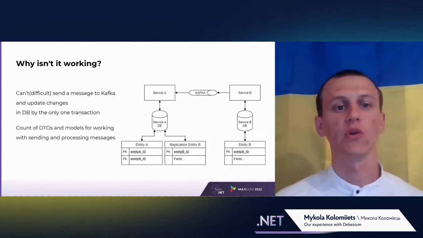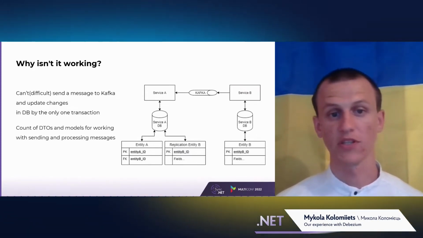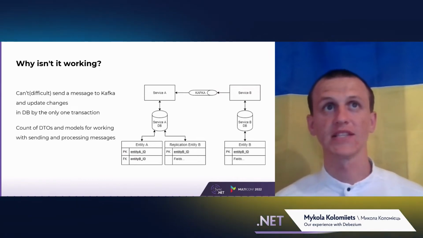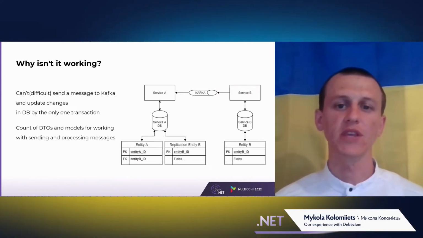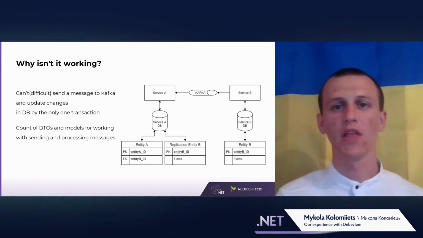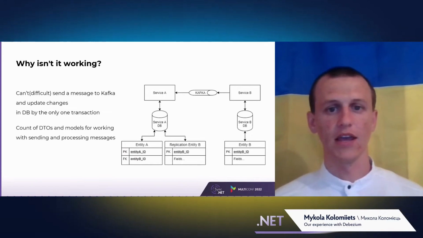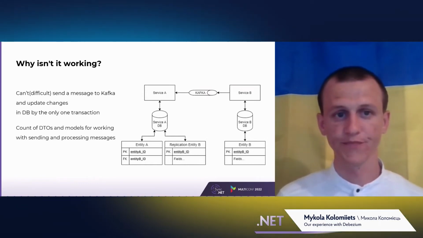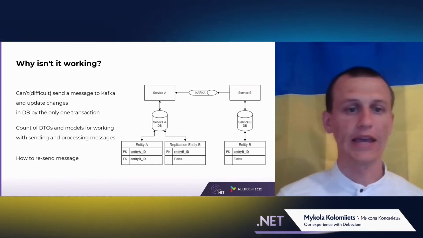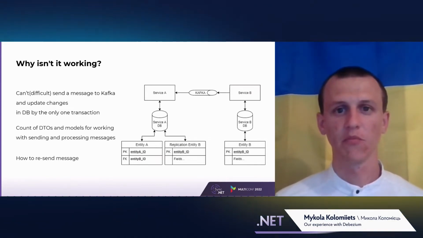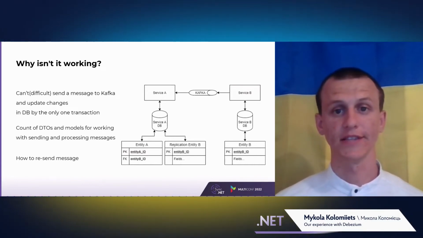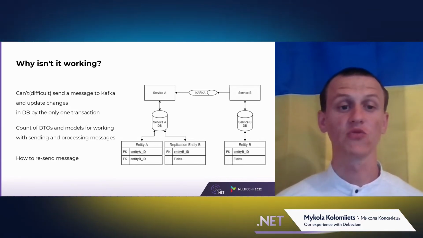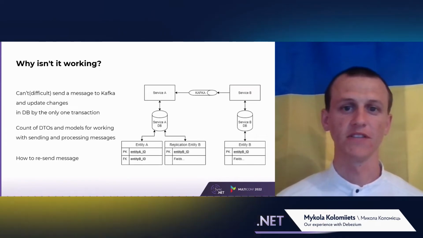Second point, the count of DTOs and models for working with sending and processing messages. It is not a big problem, but by some rules, we need to store entity B, but send to Kafka entity B plus something else, and the count becomes very big based on this strategy. And the last point, and maybe the major pain point for us, how to resend a message in this case. And maybe one more part, how to resend messages in the same order that we received them.